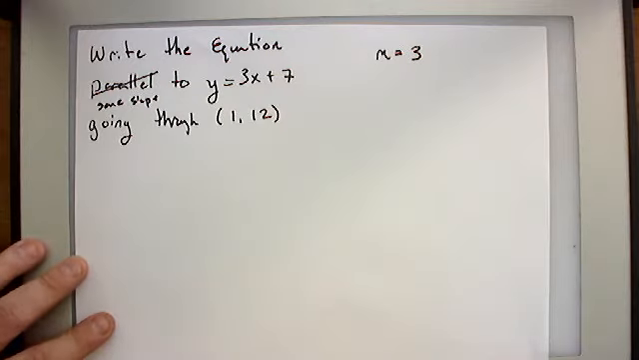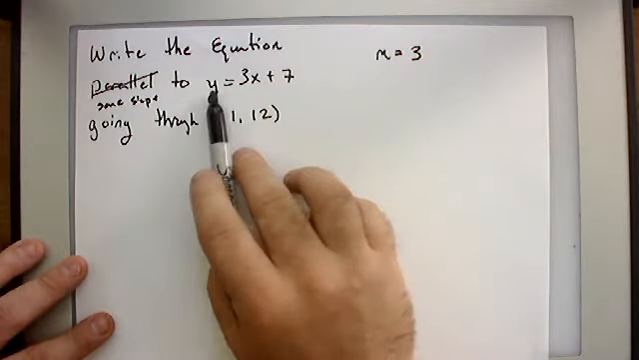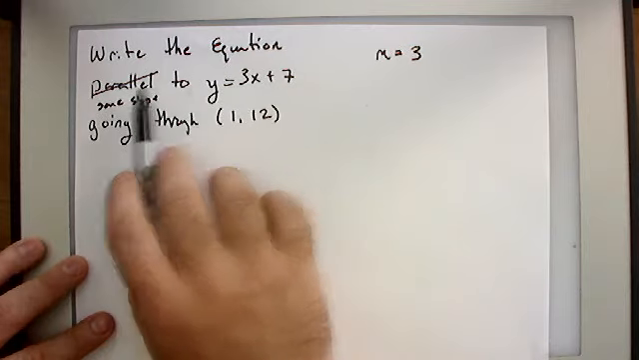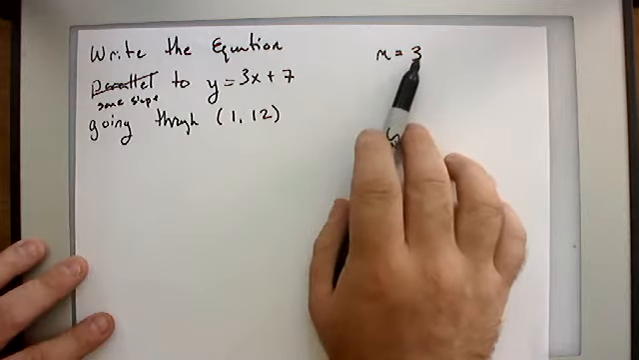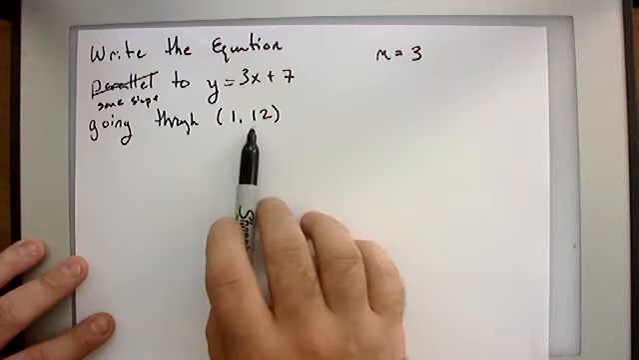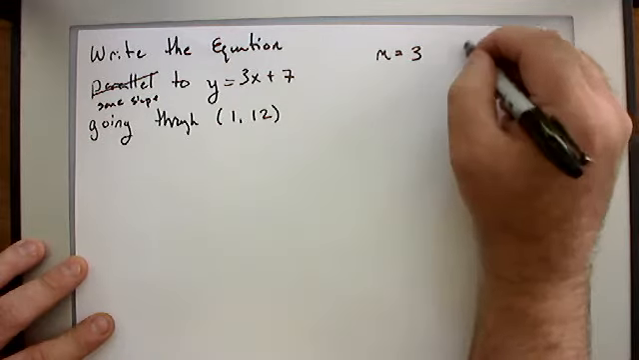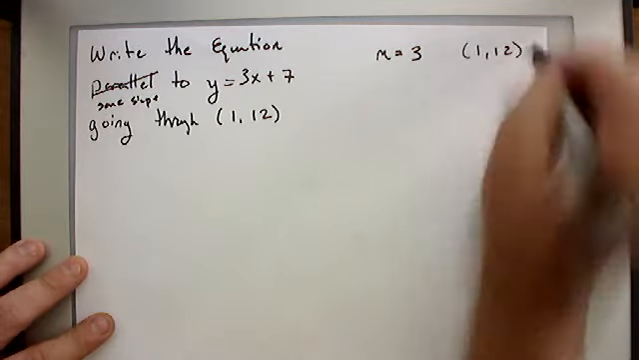They wouldn't be parallel, they'd be identical, right? Their line is y equals 3x plus 7. You want one parallel to it, so it does need to have the same slope of 3, but it needs to go through a different point. So what we have is 3 and 1, 12.